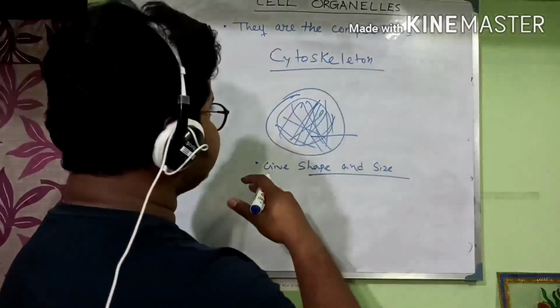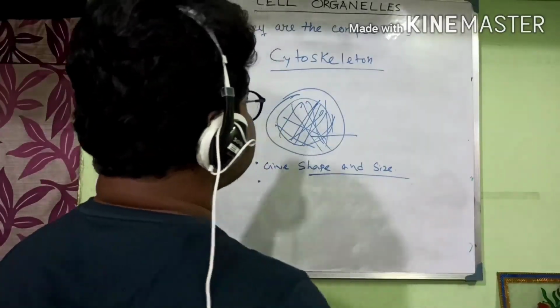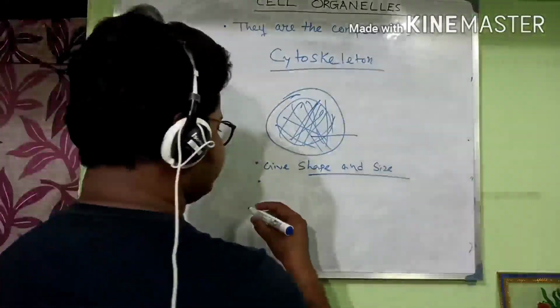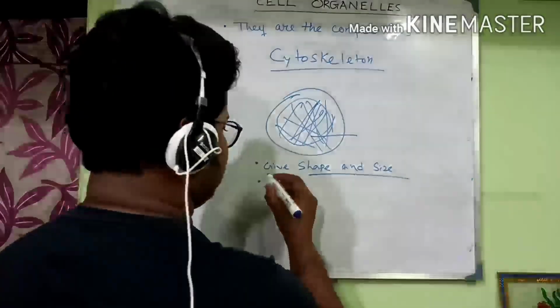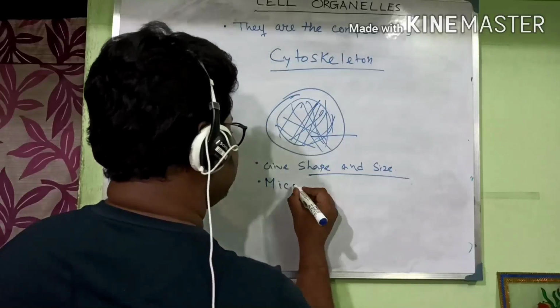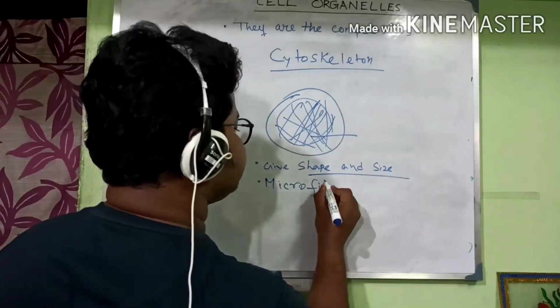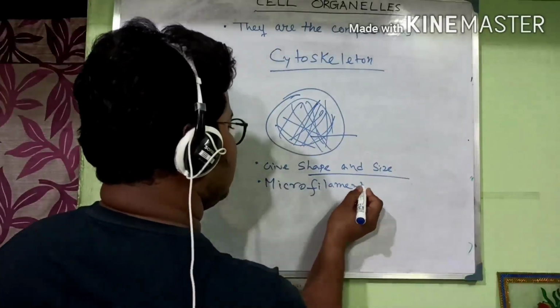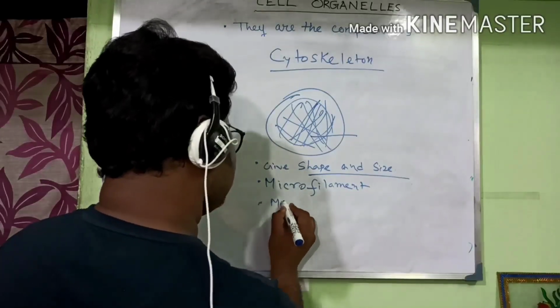The cytoskeleton consists of two types of structure. One is microfilament, another one is microtubule.